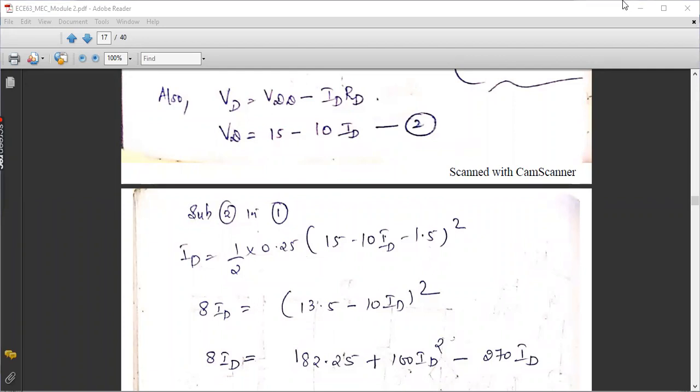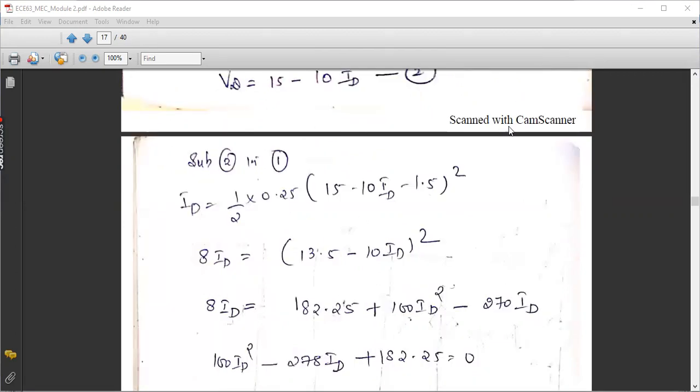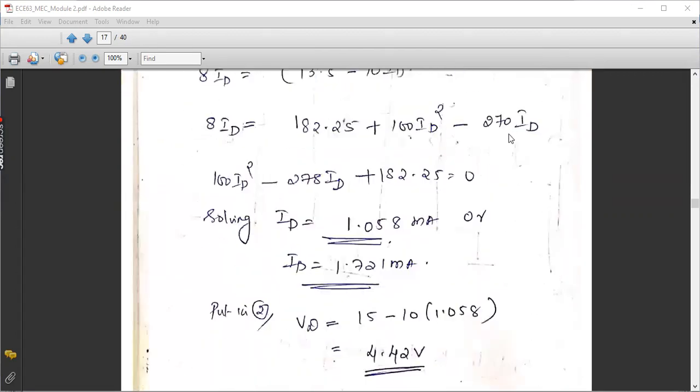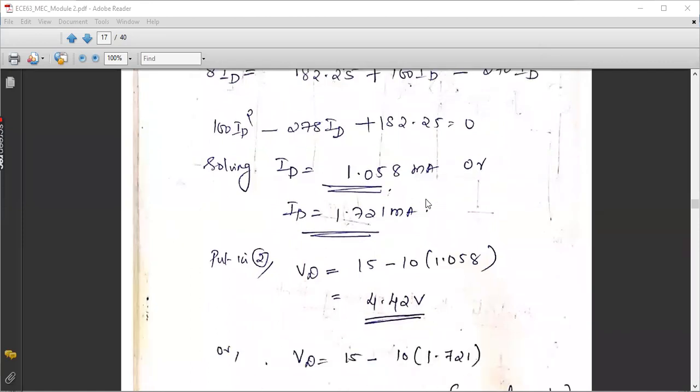Yes, answers are 1.72 milliampere. Yes, very good. It is in milliampere because I have not converted our kilo ohm into ohm. Correct. So your answer will be in milliampere. So 1.72 milliampere and 1.05 milliampere. Yes, 1.72 and correct. Yes, very good. Banu Prakash, Nikita, Nivedita. 1.72 and 1.05.